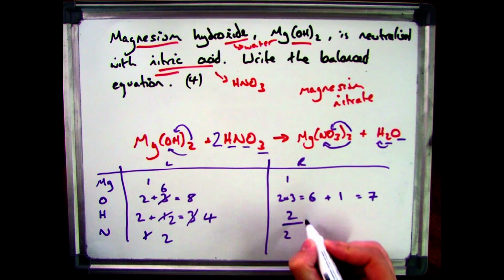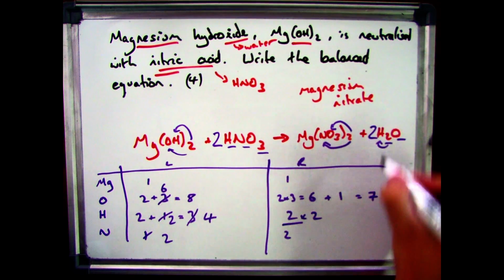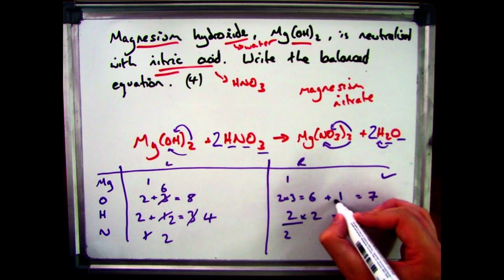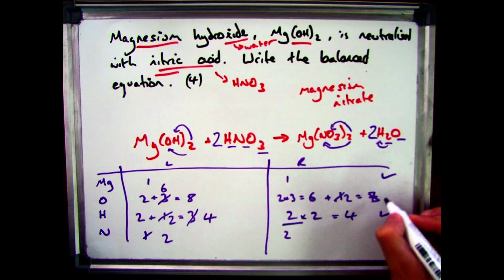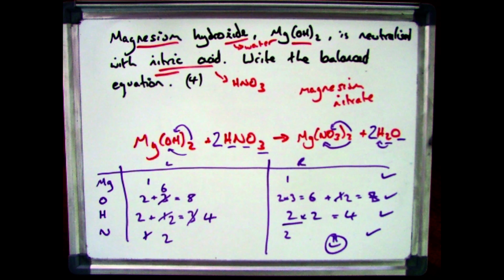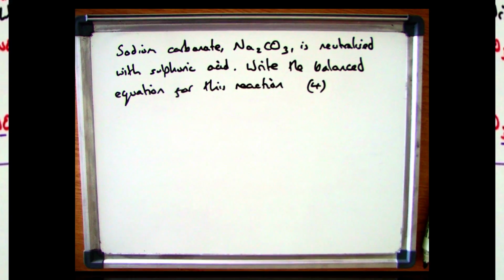So this is very nearly done. Let's have a look at my hydrogen. I've got 4 on the left, 2 on the right, so let's double it. That gives me 4 hydrogens, which is balanced. It doubles my oxygen in my water molecule, so that added to my 6 that I already had gives me 8, and that's the only thing that's not balanced, which gives me my full third mark.